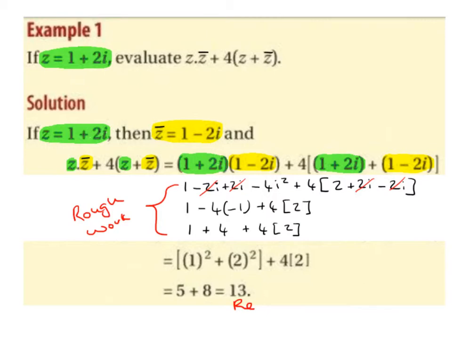But we could have actually skipped all this rough work and used the fact that we know that multiplying a complex number by its conjugate, we just square the real part and the imaginary part and add them. So 1 squared gives me 1, and 2 squared gives me 4, and 1 plus 4 is 5.